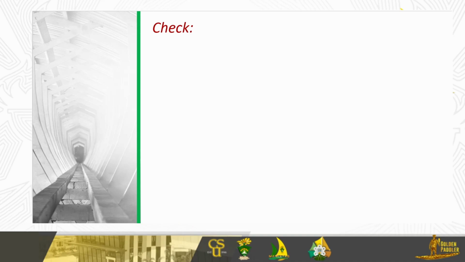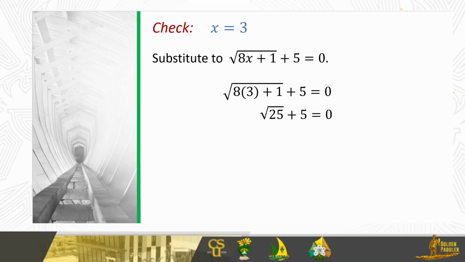Then, checking the value x equal to 3 in the original equation, we have the following. So, we ended up with 10, which is not equal to the right-hand side 0. Therefore, we need to reject x equal to 3. And therefore, the solution set is an empty set.